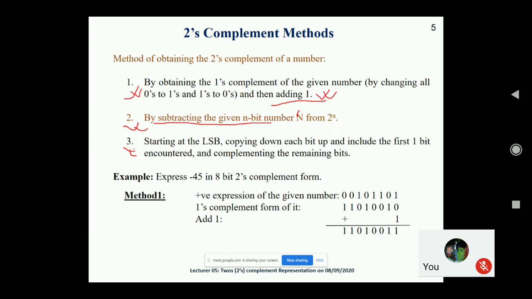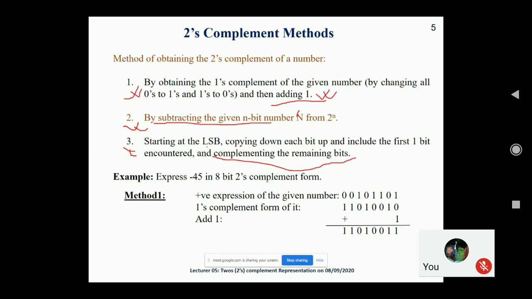The third method is starting at the LSB, that means least significant bit, and copying down each bit up to and including the first one bit encountered. When the first one bit is encountered, after that we complement the remaining bits. That is called the third method.